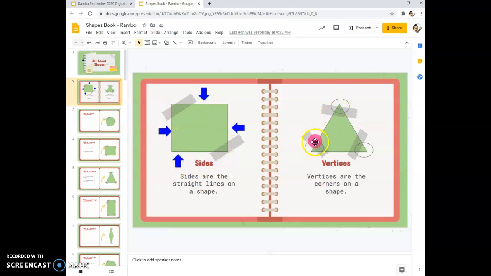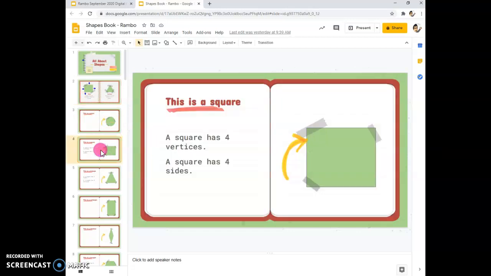All right, what about vertices? Who remembers what a vertice is? Drea, what's a vertice? Okay, you're right. It's like a corner, some people call it corners, some people call it angles. It's where two sides meet. When two sides meet, it's a vertice. It's a corner. All right. So let's go over what we did yesterday before we get to today's shapes.